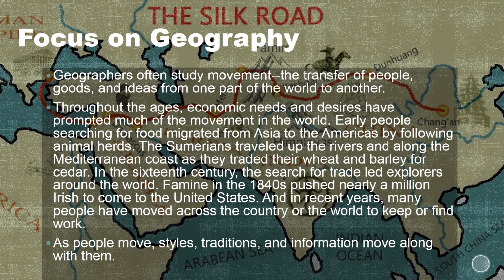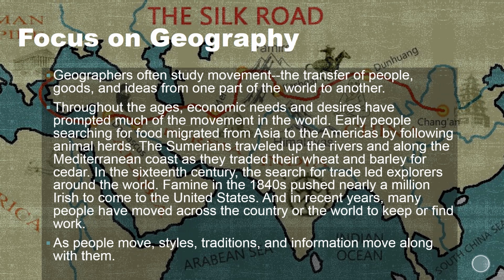So the next activity, you're going to focus on some geography and take a look at the Silk Road. Geographers often study movement, so the transfer of people, goods, and ideas from one part of the world to another. So throughout the ages, economic needs and desires have promoted much of the movement in the world. Early people searching for food migrated from Asia to the Americas by following animal herds. That's what we started out learning in our history course.